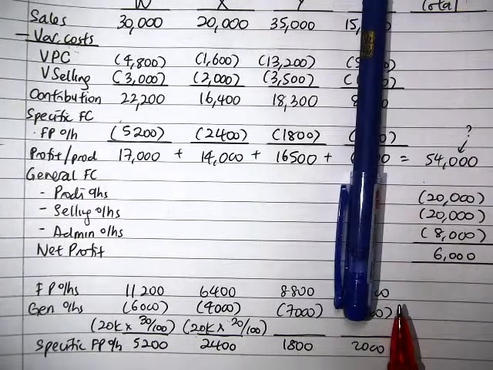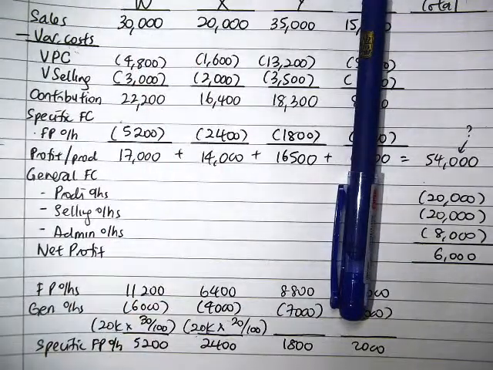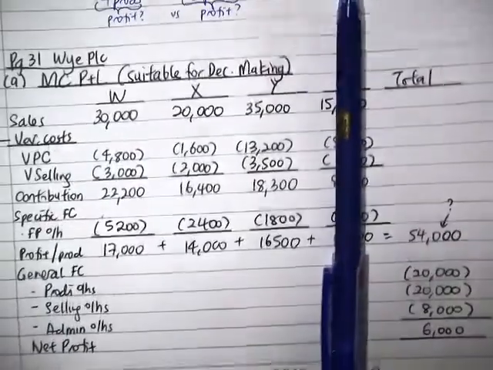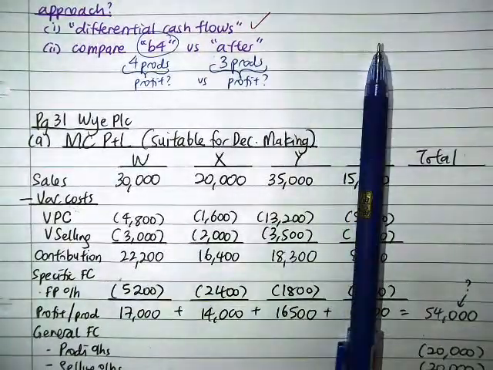But if you do it like that, the answer becomes very long, because you have to do it all over again. And there are a lot of things you don't have to do all over again. Why? Because W will not be different, X will not be different. Then why should I waste my time and do it again and again? But if you cannot see that, then this way is the easier way for you to understand. But a student who can see it should do a differential cash flow.